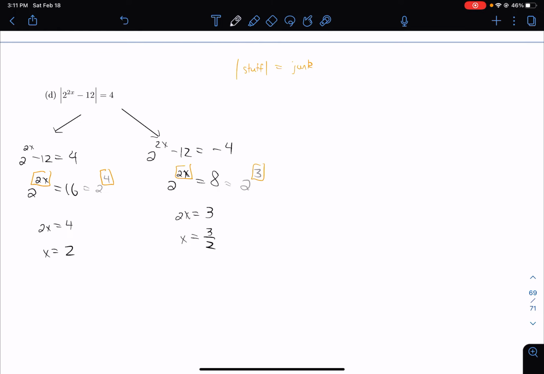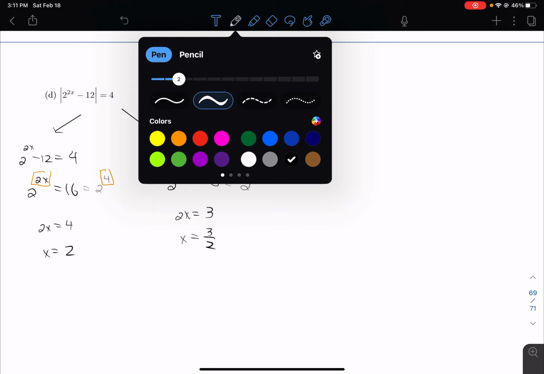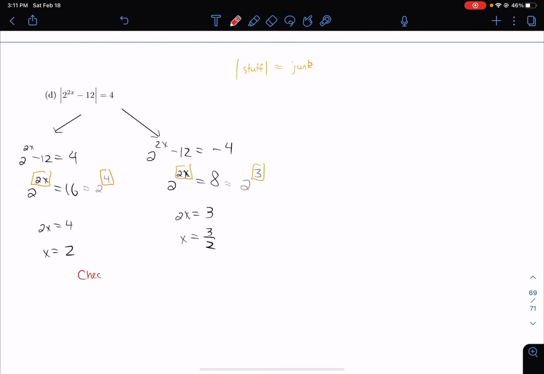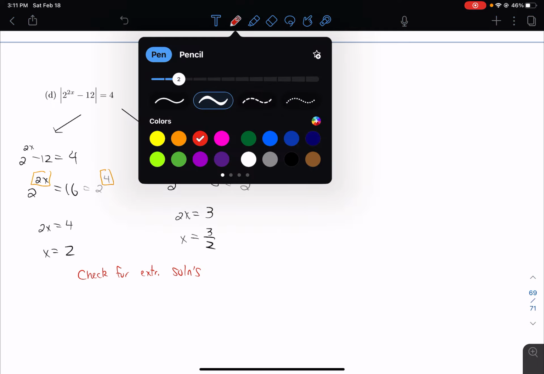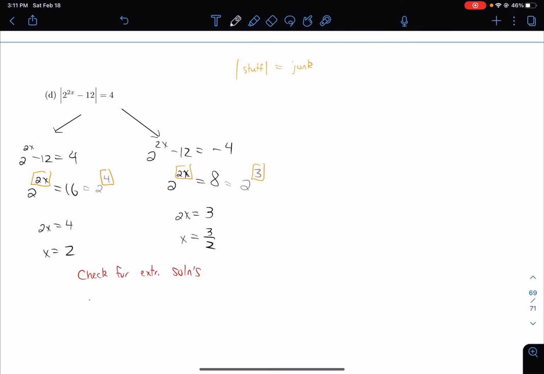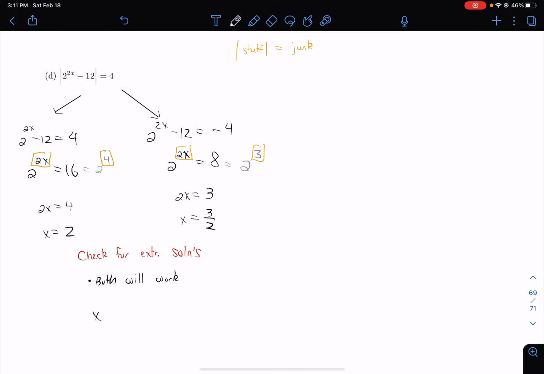You may remember from back in chapter 1 when we solved equations with absolute values, this is one of the scenarios where we needed to check for extraneous solutions. So we would have to take these answers, plug them back into the step where the absolute value is still there, and see, do they actually both work? I'm going to trust that we can do that. It's a pretty quick check. Turns out when you do that, both work. Although if this was a homework or an assessment, you should definitely show that work. It's very quick. So we got two answers: 2 as well as 3/2.